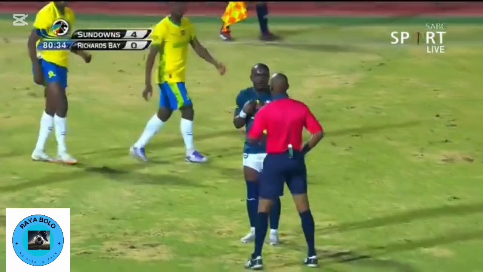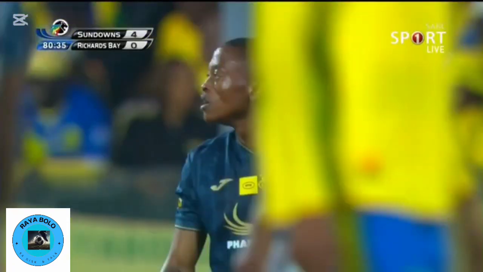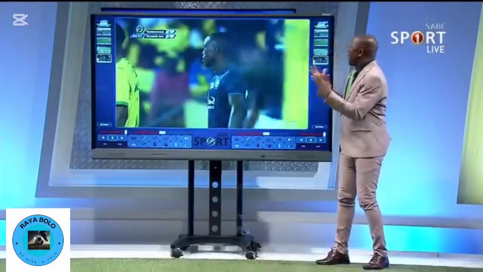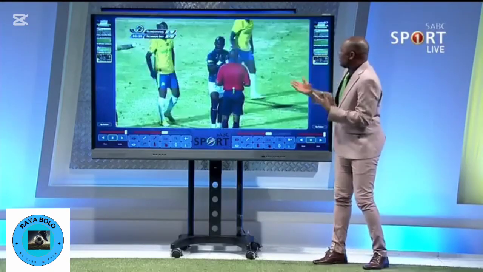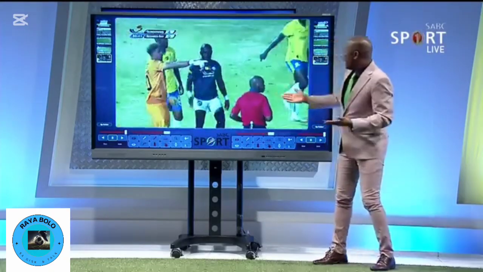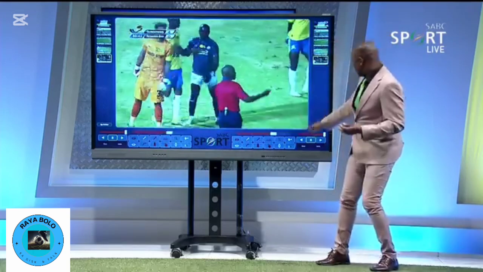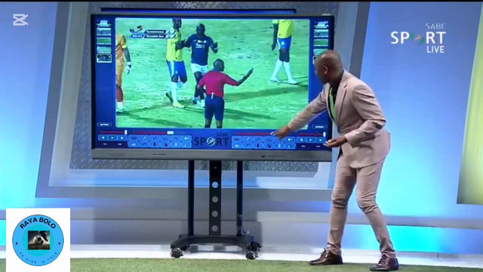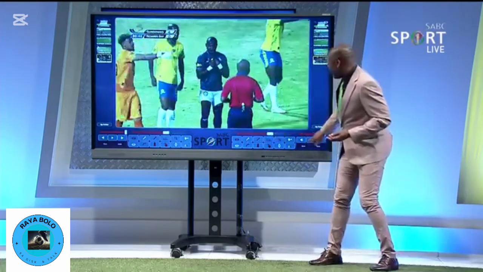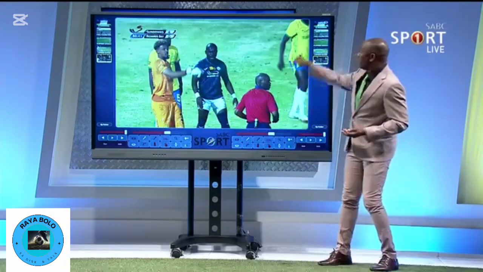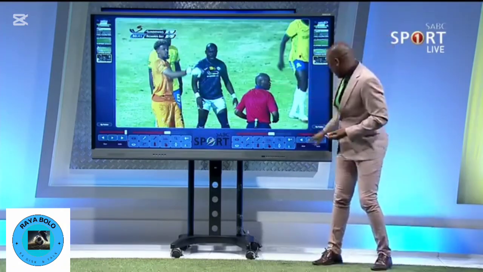Let's go and have a look if Tando gave the correct player a yellow card. Here he gets a yellow card. What did I do? You can see, no, what did I do? And then Tando is now suppressed. And then where's the captain and Mthembu there? And then now the yellow card.